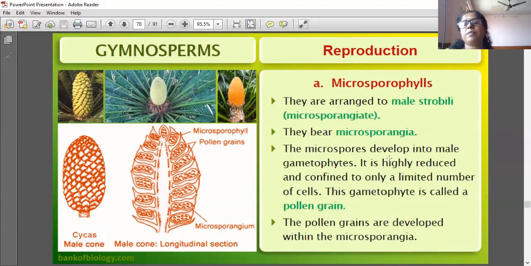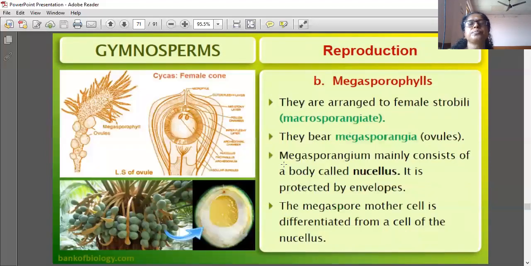In Cycas, the microspores develop into the male gametophyte. It is highly reduced and confined to only a limited number of cells. This gametophyte is called a pollen grain. The pollen grains are developed within the microsporangia, and are seen only inside the microsporangium.